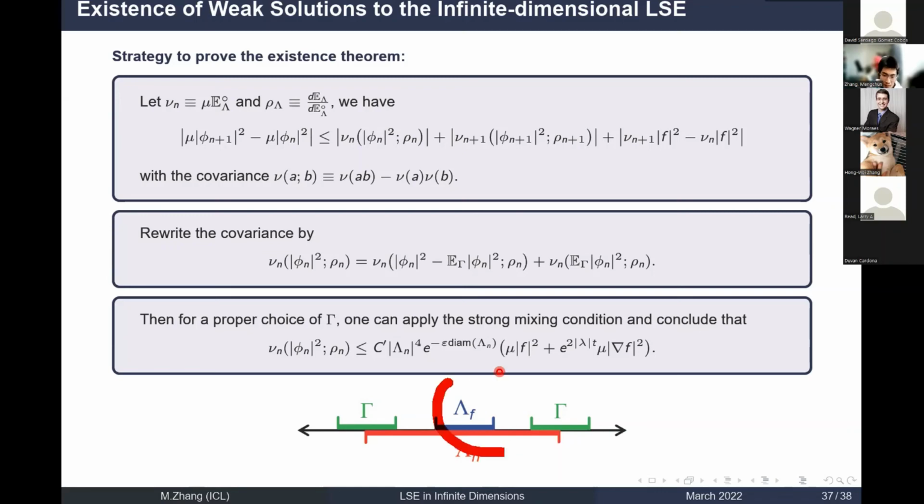It's centered at the lambda f, and it's growing to infinity. And therefore, the distance between gamma and lambda f will basically grow, and is proportionate to the diameter of lambda n. So that's the setup, the trick to introduce another term here, and then one can apply the strong mixed condition to deduce the Cauchy sequence.